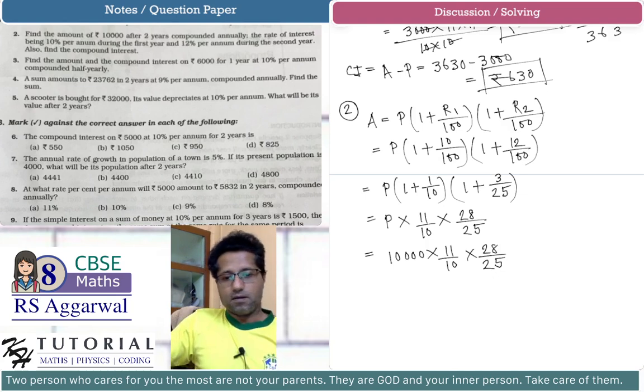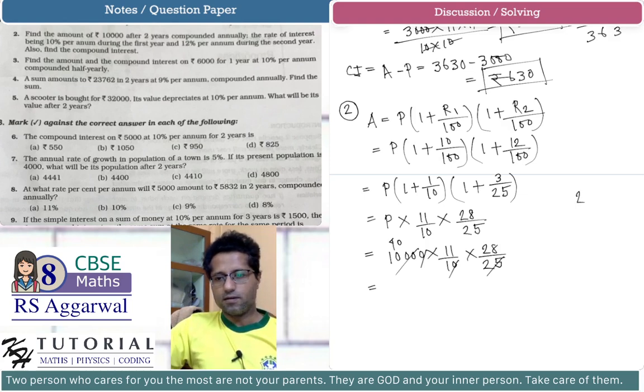Okay. So the problem is asking to find the amount. Also find the compound interest. So we have to find the amount and also the compound interest. So 0 cancels. 25 will divide 1000 with 40, and so now we have 40 multiplied by 11 multiplied by 28. So let's do the calculation of 28 multiplied by 44.